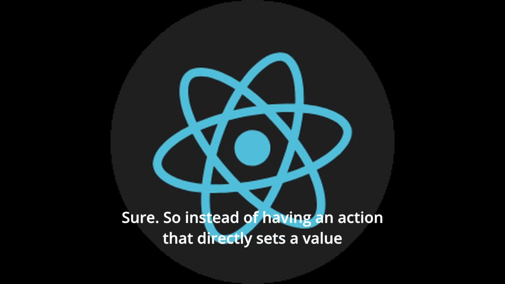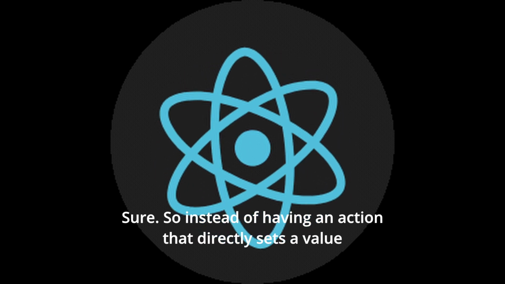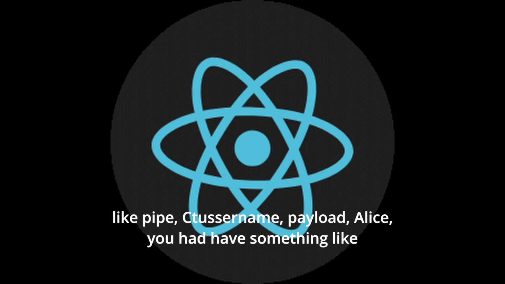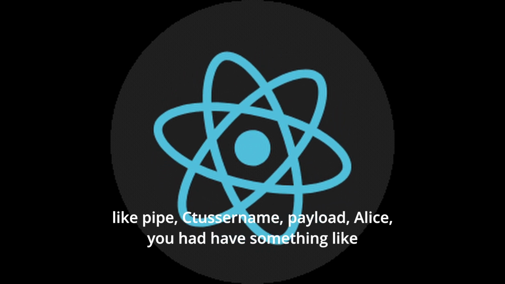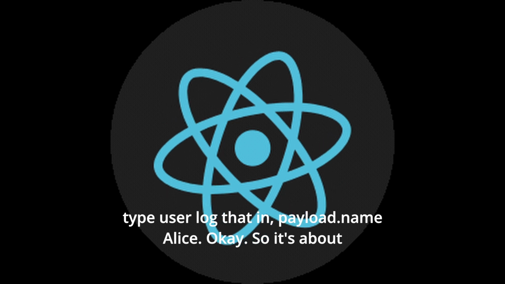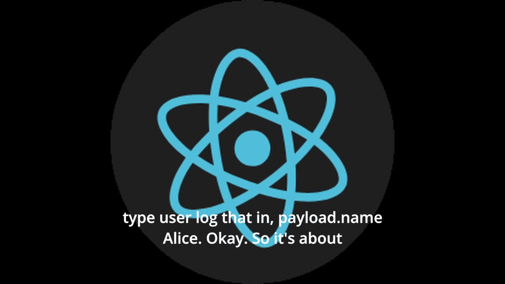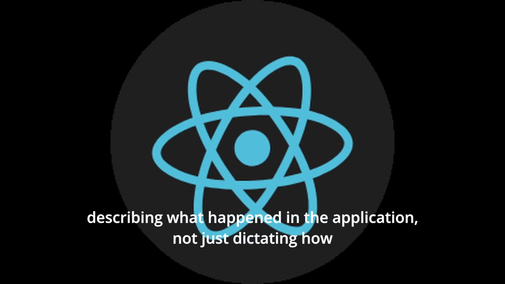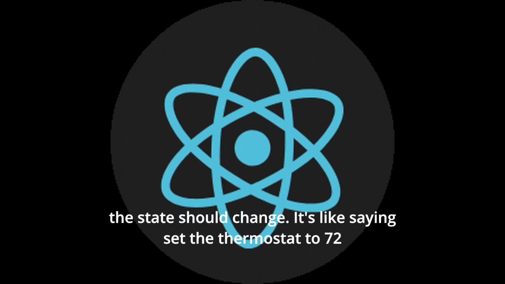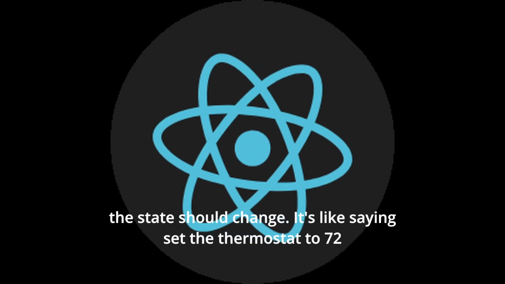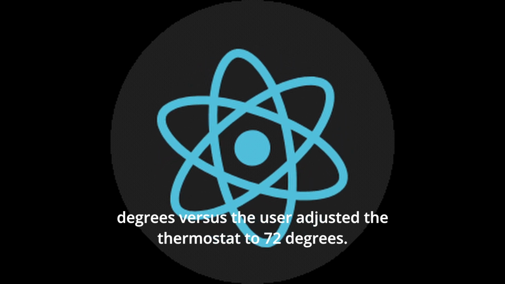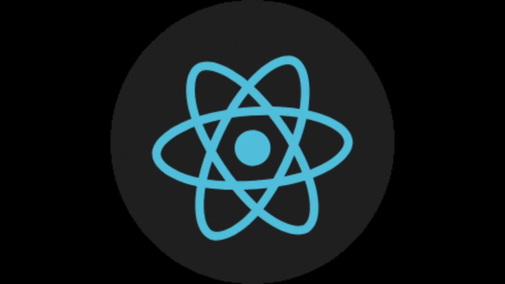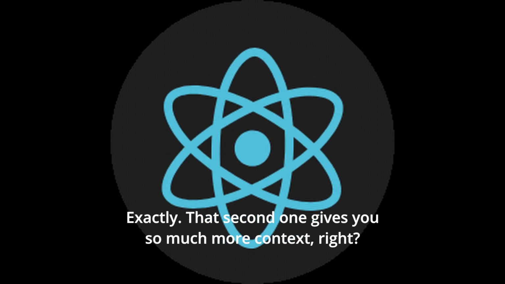Sure. So instead of having an action that directly sets a value, like type: "setUserSurname", payload: "Alice", you would have something like type: "userLoggedIn", payload.name: "Alice". Okay, so it's about describing what happened in the application, not just dictating how the state should change. It's like saying, "set the thermostat to 72 degrees" versus "the user adjusted the thermostat to 72 degrees." Exactly. That second one gives you so much more context, right?